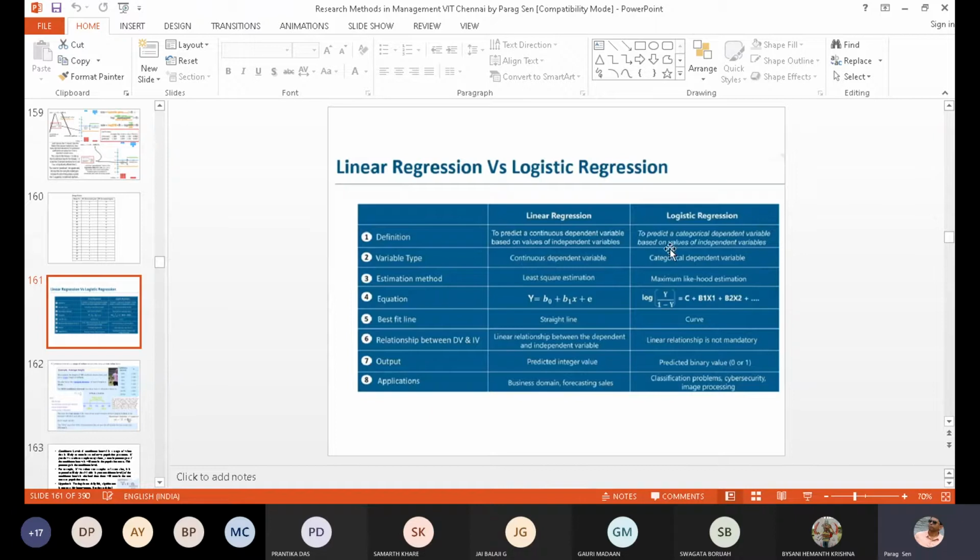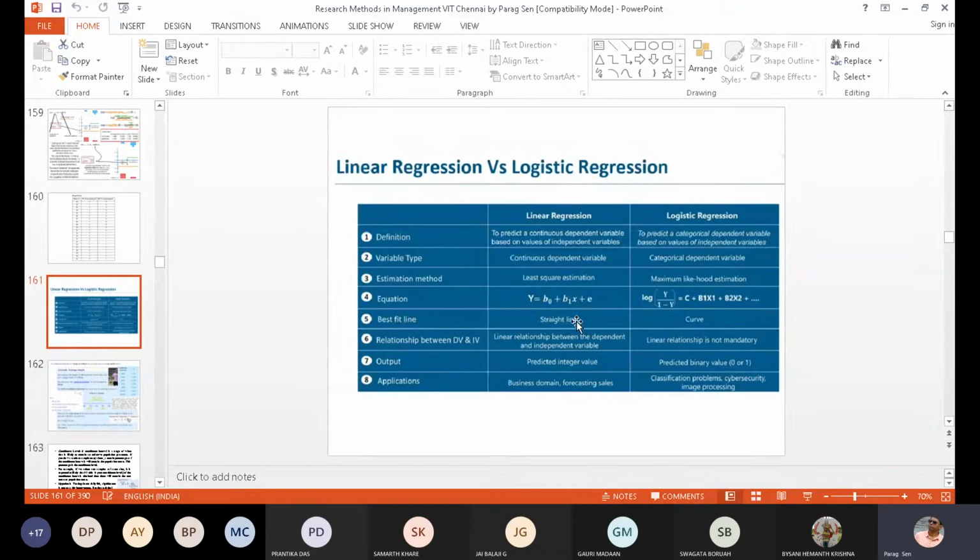In logistic regression, this is a categorical dependent variable. Now, estimation type: in linear regression, we use least squares estimation. In logistic regression, we use maximum likelihood estimation. The equation, in linear regression, is y equals b0 plus b1x plus the error term. And in logistic regression, it is calculated as a constant term plus b1 x1 plus b2 x2. In this way, it is calculated.